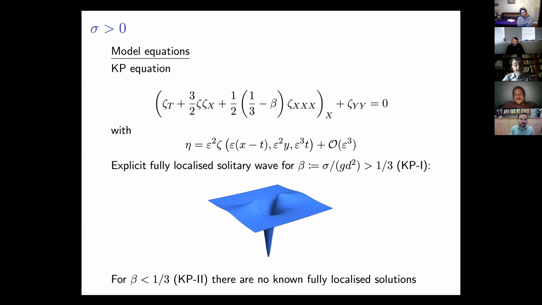Okay, so for weak surface tension, for the KP equation, there are no known fully localized solutions. So this is for weak surface tension, and strong surface tension, and then a natural question is if there is an analog of this in the full water wave problem.